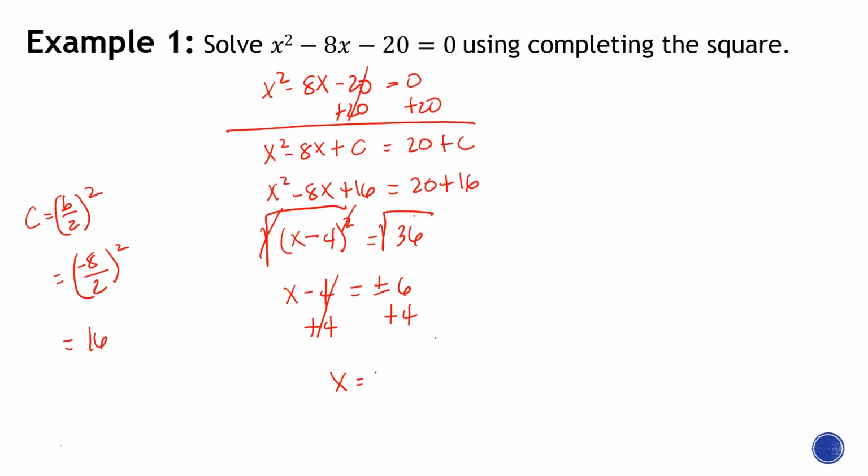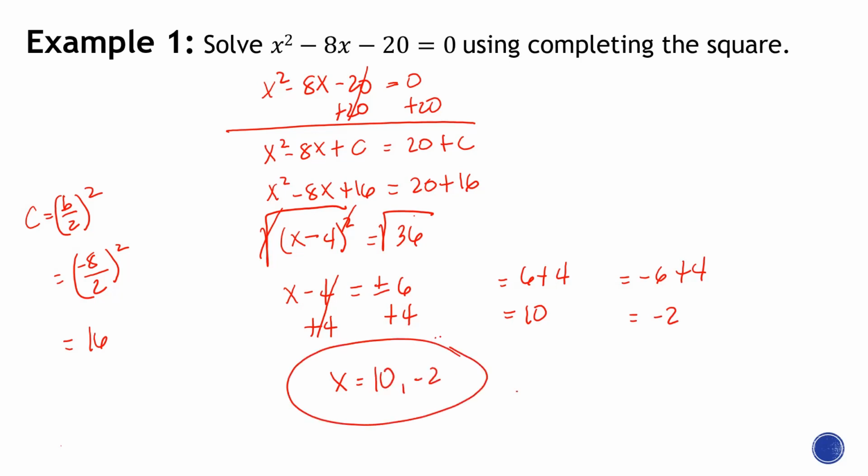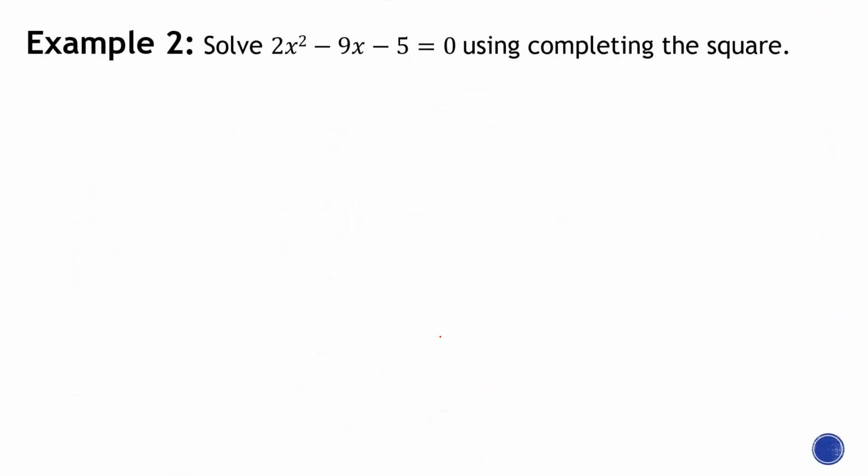So we will be having two possible answers here. The first is 6 plus 4, which is 10. And the second one is negative 6 plus 4, which is equal to negative 2. So I have 10 and negative 2. Okay. Next, let's go to the second example.